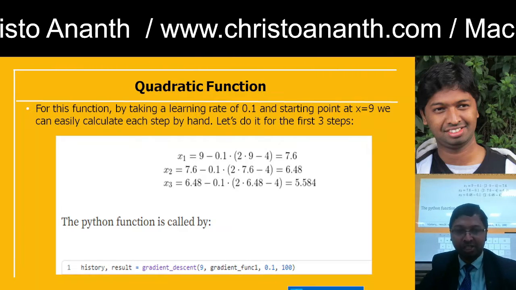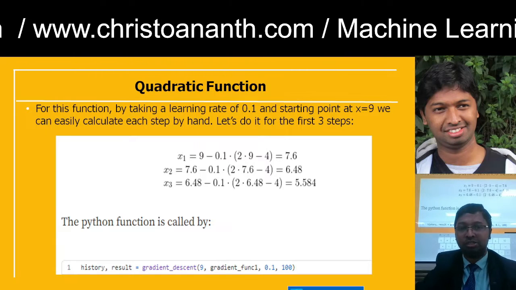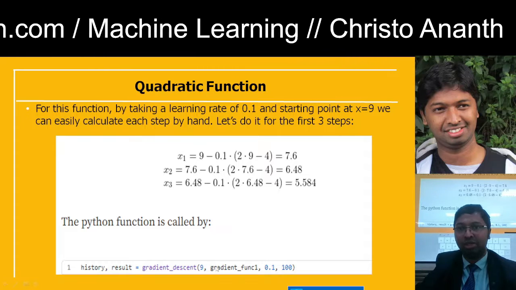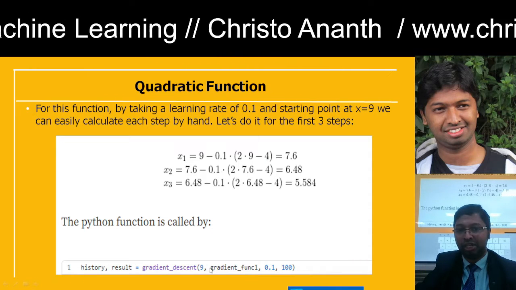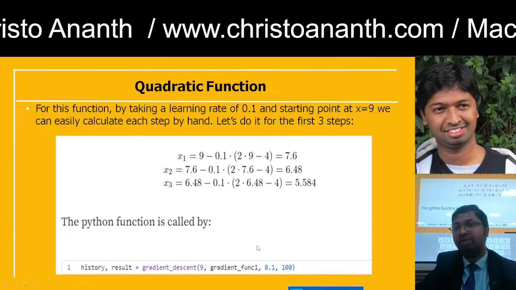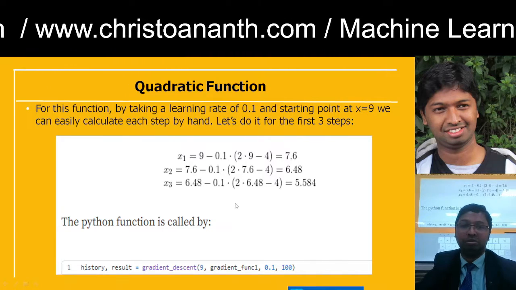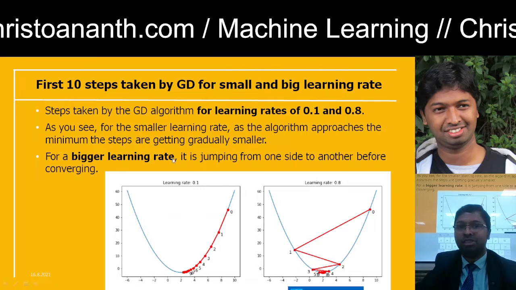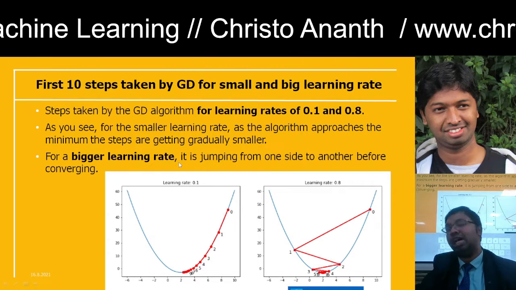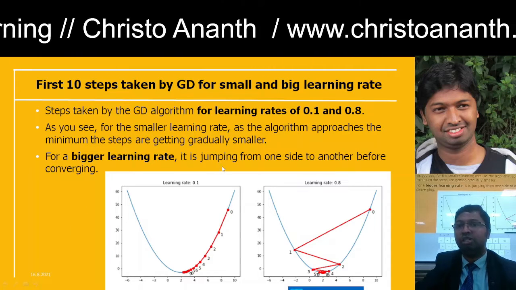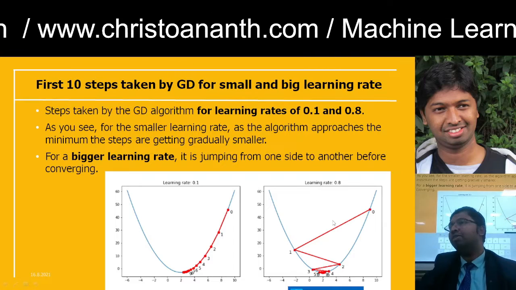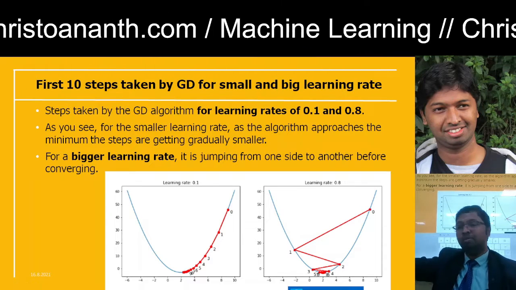So the Python function will be called like this: history comma result equal to gradient descent, with the initialization point 9, comma, the gradient function, the learning rate 0.1, comma, the total iterations, which is actually 100. So these are the first steps taken by the gradient descent function for the smaller as well as for the larger learning rate. For the learning rates 0.1 and 0.8, we will be categorizing the function.